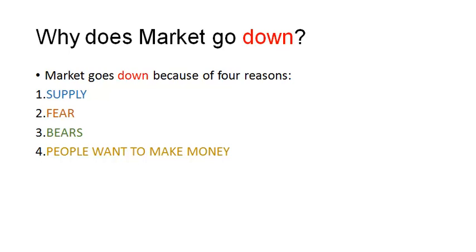If you want to understand a little bit more about short selling, there is a video which has been made for short selling. You might want to go and have a look at it again. So I'm just going to reiterate, there are only four reasons why the market goes down, and the four reasons are: one is supply, second is fear, third is bears, and fourth is because people want to make money.